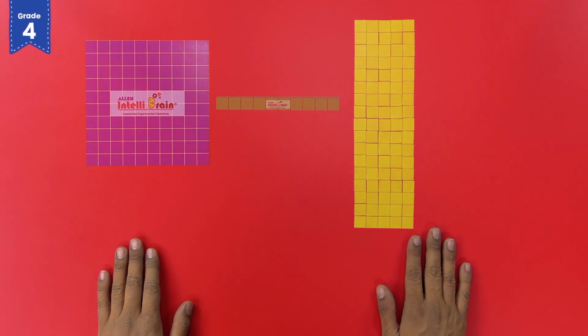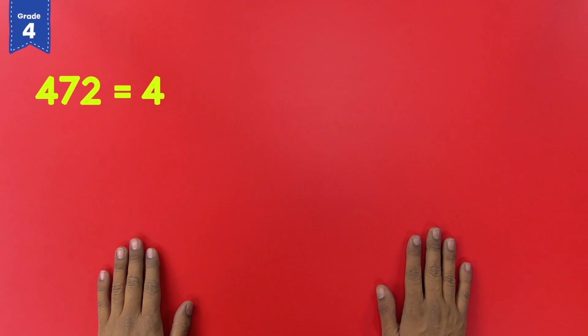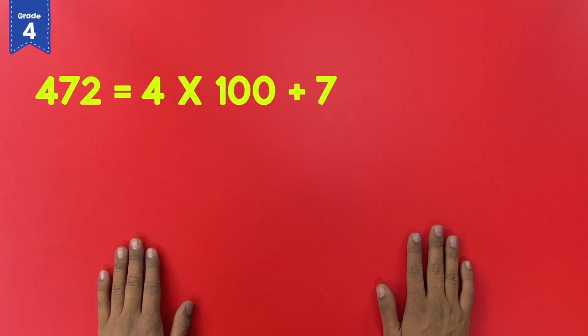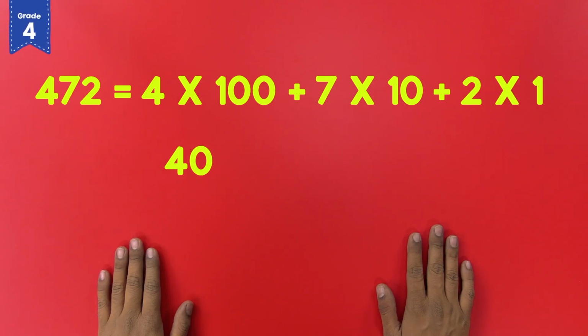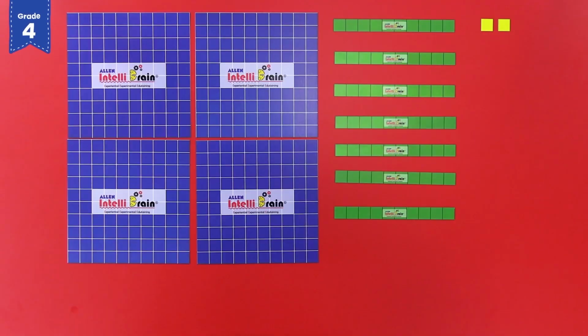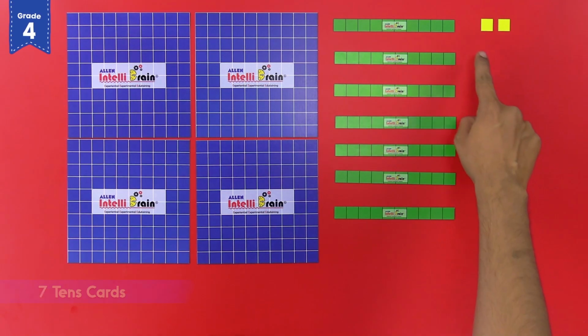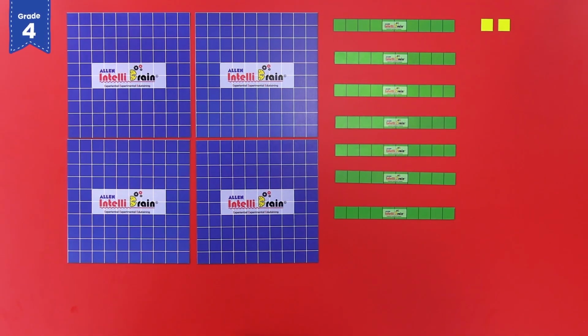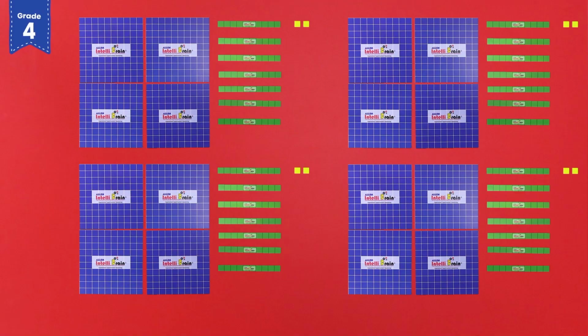The expanded notation of 472 would be 4 multiplied by 100 plus 7 multiplied by 10 plus 2 multiplied by 1, which gives us 400 plus 70 plus 2. So we can represent 472 using 4 hundreds cards, 7 tens cards and 2 ones cards. And now we must represent the same 4 times, as we are multiplying 472 with the number 4. And this is how it looks. Now we have too many single unit blocks to count, but it's very easy to count.